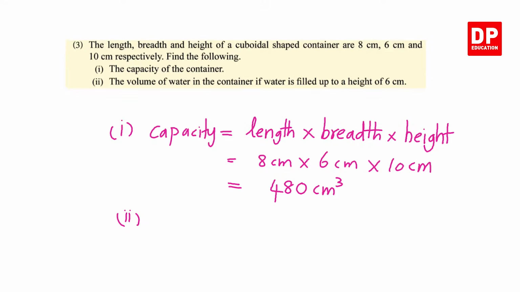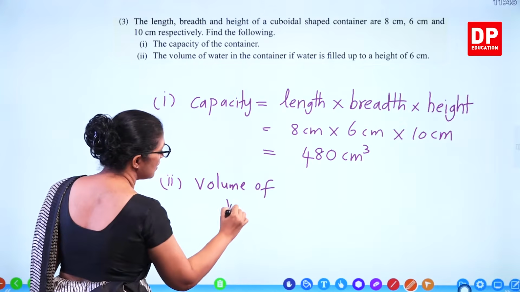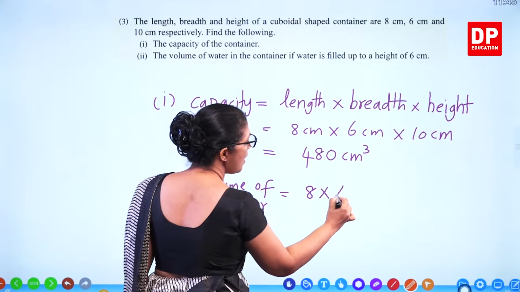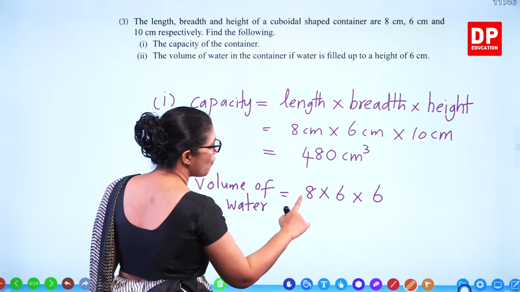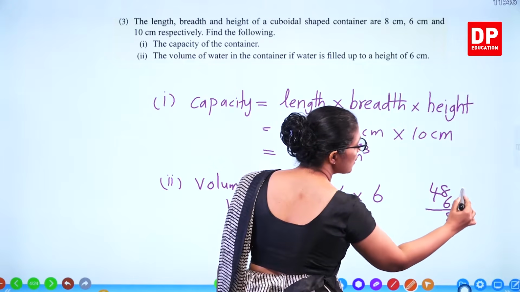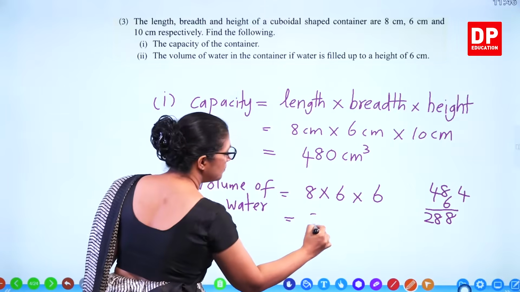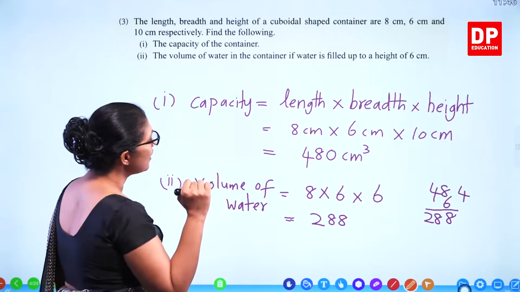Then second part. The volume of water in the container if water is filled up to the height of 6 centimeters. So volume of water is the same length, same breadth. Now this is the height of water, that's 6. So 48 times 6. 48 and 6 times 4, 24 plus 4, 28. 288 cubic centimeters.